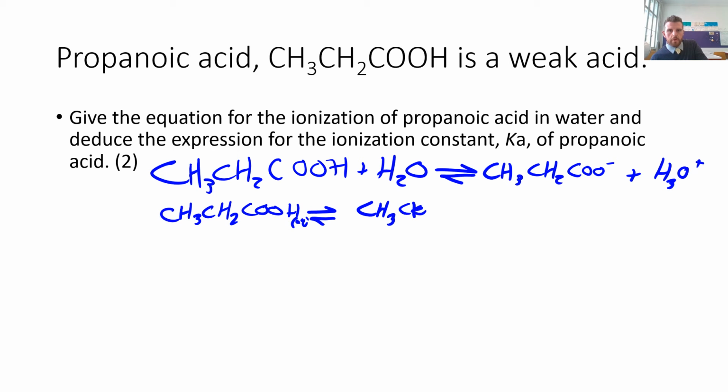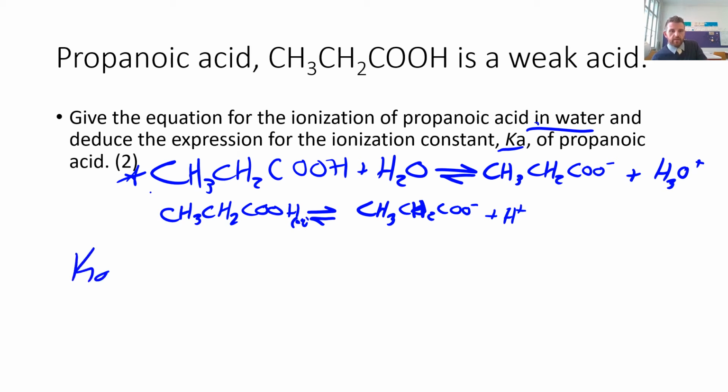CH3COOH ⇌ CH3COO⁻ + H⁺. So both of these are acceptable. Since they said specifically in water, I would probably opt for this one just to play it safe. And then deduce the expression for the ionization constant Ka of propanoic acid.